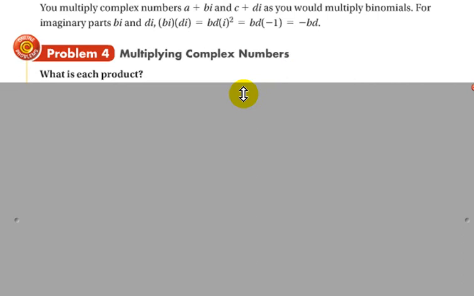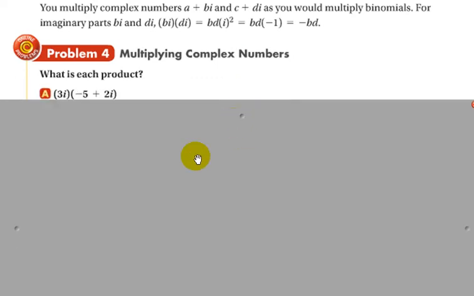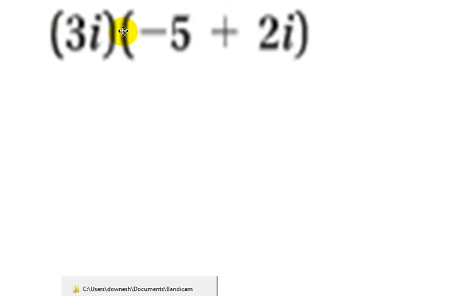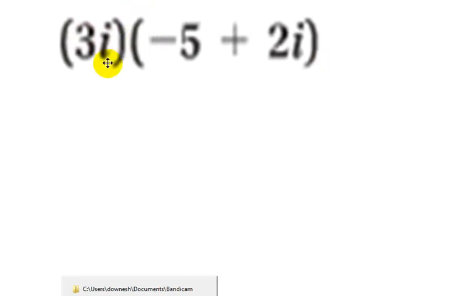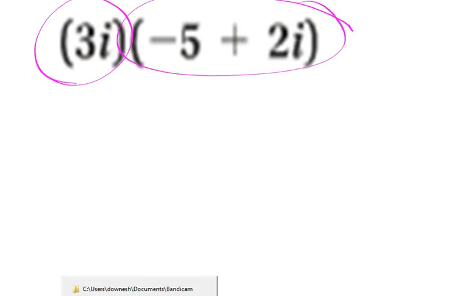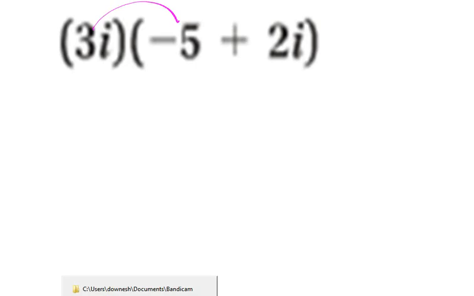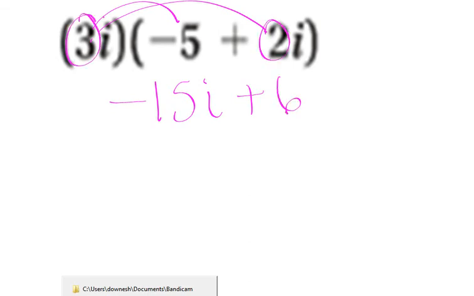So here's our multiply one. What is each product? Actually, I wrote it bigger over here. So we're going to multiply these. Now this one, you've got a monomial times a binomial. So in this case, we're just going to distribute the 3i across both terms. So let's do that. 3i times -5 is -15i, and 3i times +2i becomes positive. Let's break it down. 3 times 2 is 6, and i times i is i squared.